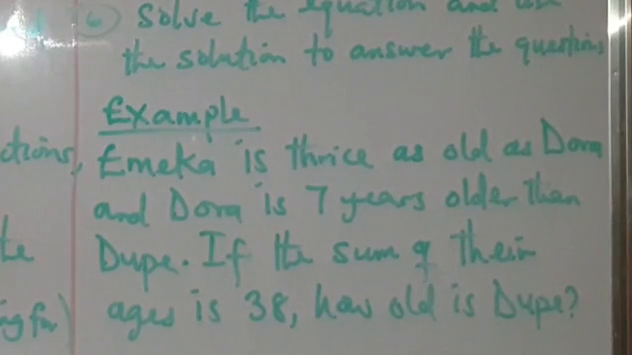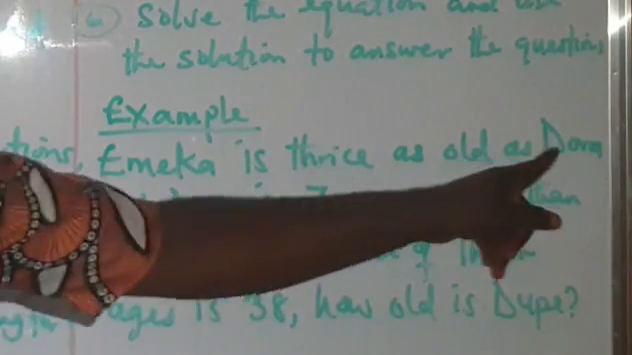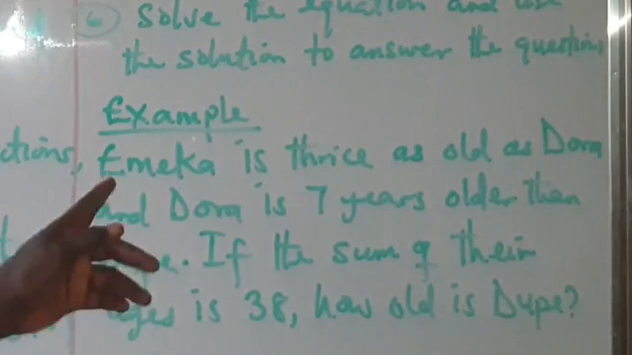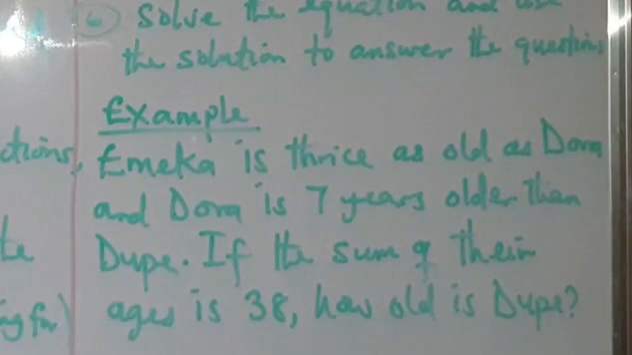Emeka is twice as old as Dora. That means between Emeka and Dora, who is older? That is Emeka. So if Dora is 2 years old, Emeka is 3 times the age of Dora. That is 6 years. Is that clear? So you can see we have started interpreting.